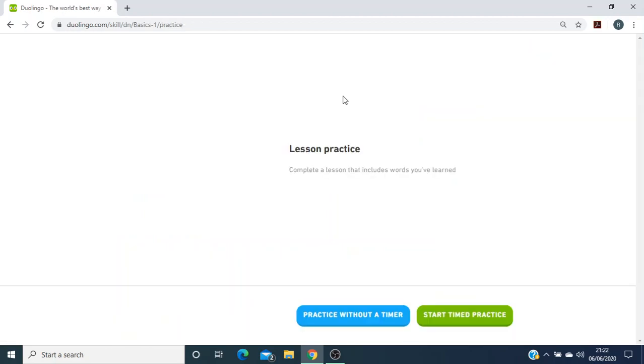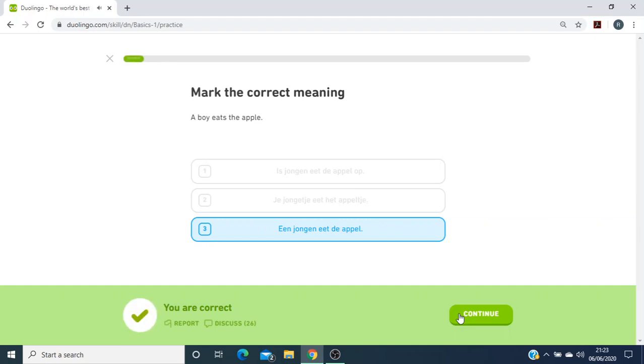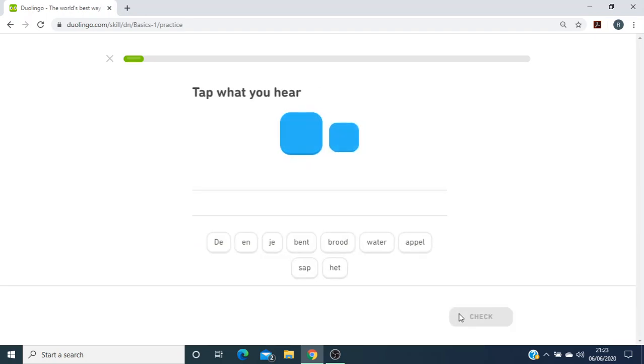If you'll let me practice, please. So I'm going to complete a lesson, and I'll go through each of these words and phrases in detail. Practice time here. A boy eats the apple. Boy is jongen. So een jongen eet de appel. None of those two sentences make any sense whatsoever. Or they probably do, but that's probably for much later on, more advanced Dutch.